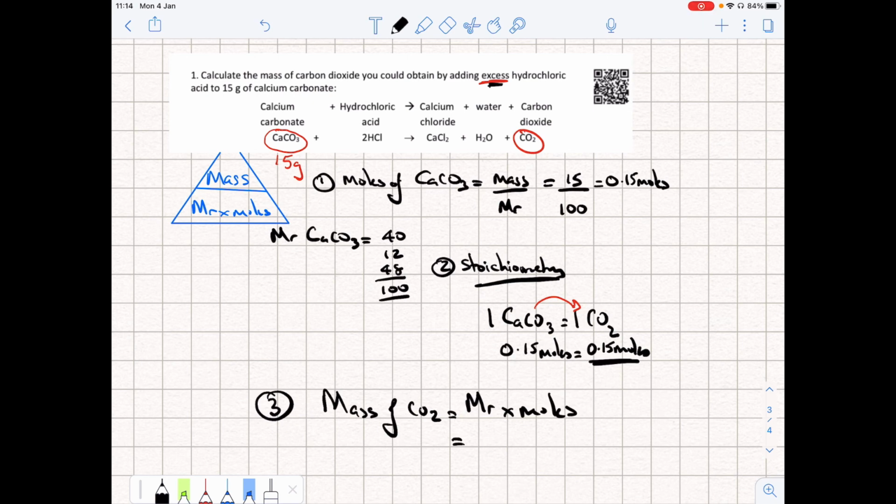The Mr for carbon dioxide, we'll do that over here. The Mr for CO2 is 1 lot of carbon, 2 lots of oxygen is 16 for each one. That gives me 32. Add them up and it becomes 44. So the Mr is 44 times 0.15 moles, and that gives me an answer of 6.6 grams of carbon dioxide will be produced.